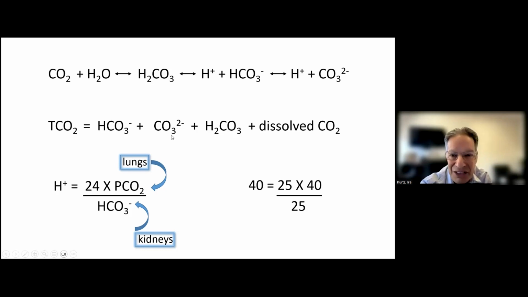The carbonate is in micromolar, so you don't have to think of that. The carbonic acid is micromolar too. We're talking about 1,000th of the concentration of bicarbonate. The dissolved CO2 is in the millimolar range, but it's pretty trivial. The way you can calculate it is you take 0.03 and you multiply that by the PCO2. So if your PCO2 is 40, 0.03 times 40 is 1.2 millimoles per liter.